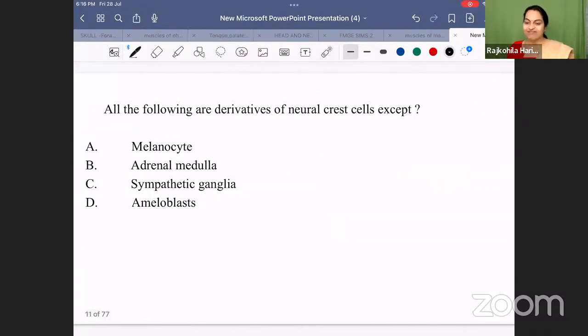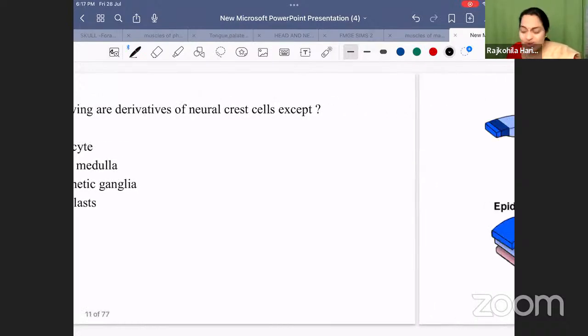Easy? Yeah. Yeah, can you read it for me? All the following are derivatives of neural crest cells except, which is the right answer? Come on. So what are the derivatives of the neural crest? What are neural crest cells?